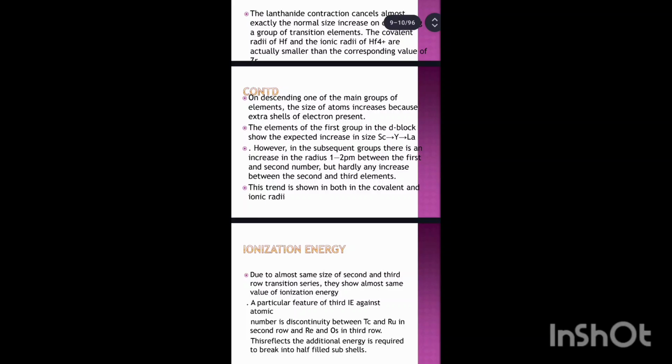Ionization energy. Due to almost the same size of second and third row transition series, they show almost the same value of ionization energy. A particular feature of the third IE against atomic number is a discontinuity between Tc and Ru in the second row and Re and Os in the third row. This reflects the additional energies required to break into half-filled subshells.